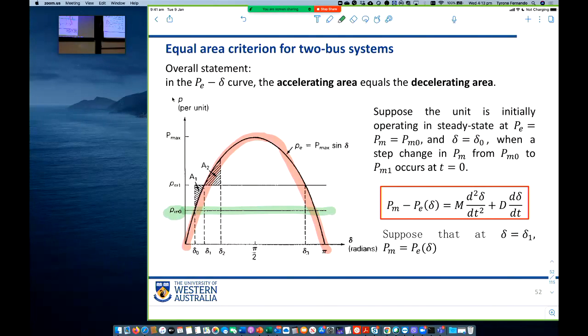Now we have a situation where the electrical power is greater than mechanical power, so it will pull it back and settle at delta 1. It will oscillate about delta 1 for PM1 and settle at delta 1. How far it swings depends on area 1 and area 2. Area 1 must equal area 2.